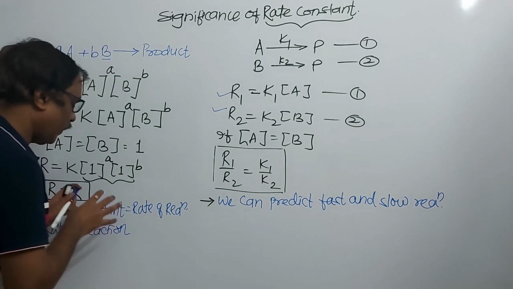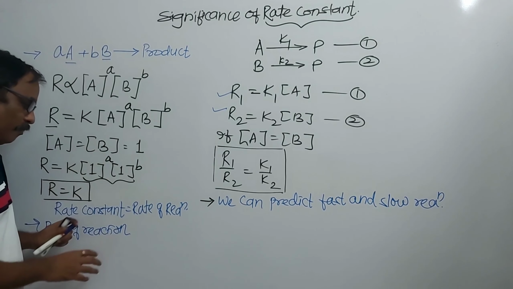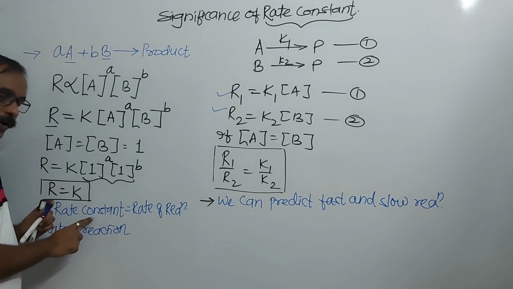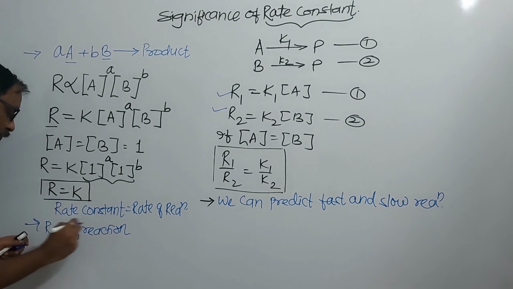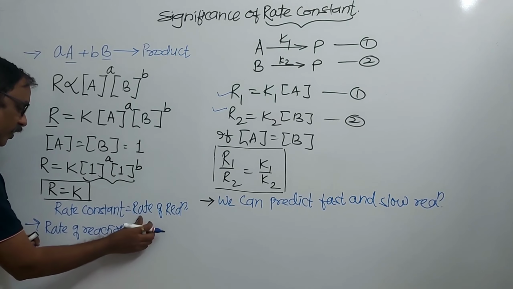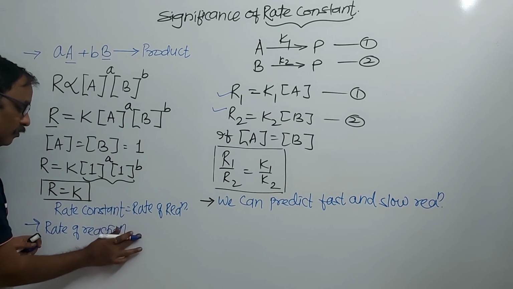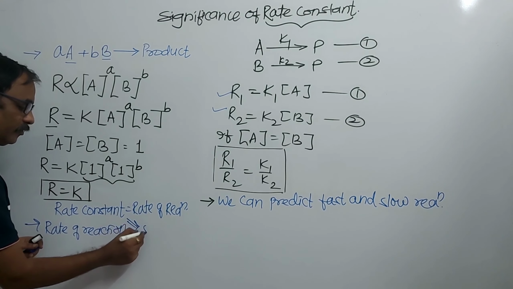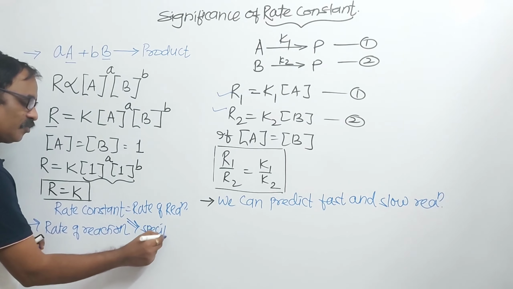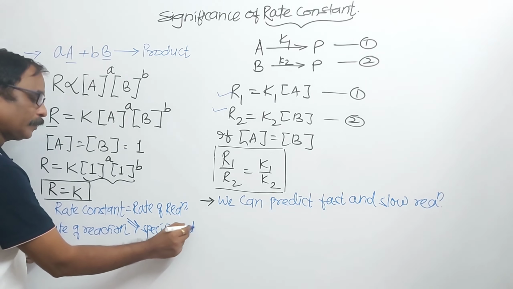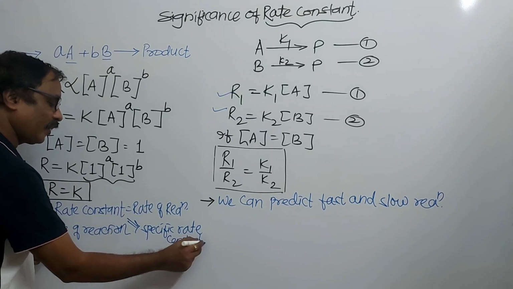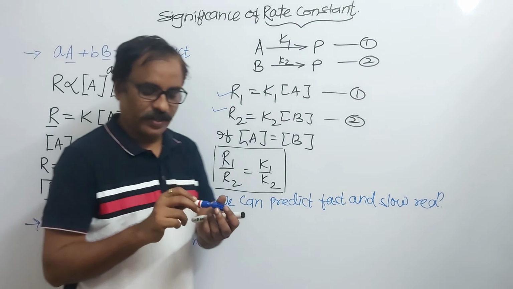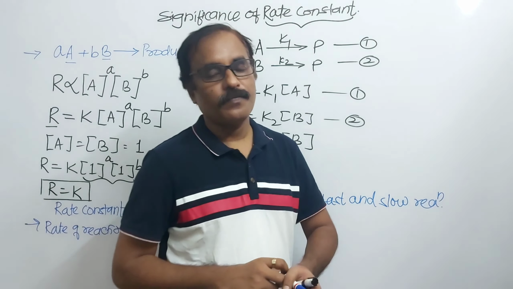First, we can find out the rate of reaction. And remember, when the rate of reaction is equal to the rate constant, this rate constant is also known as the specific rate constant. That is, we can determine the specific rate constant by using this rate law.